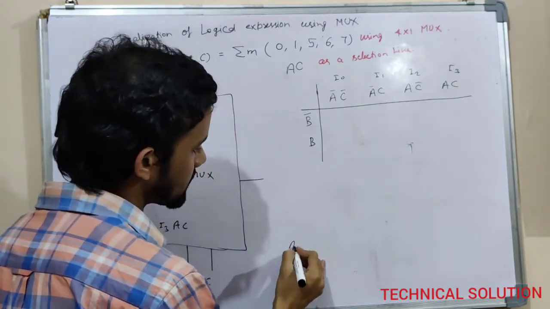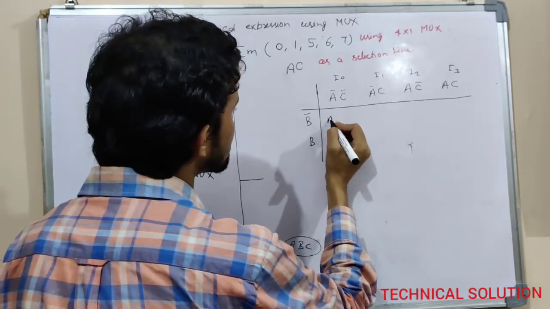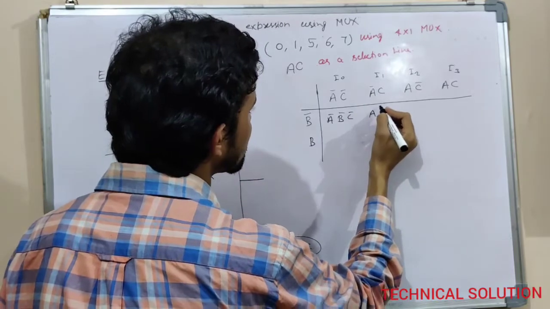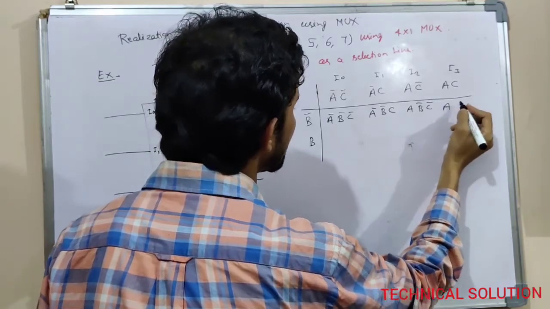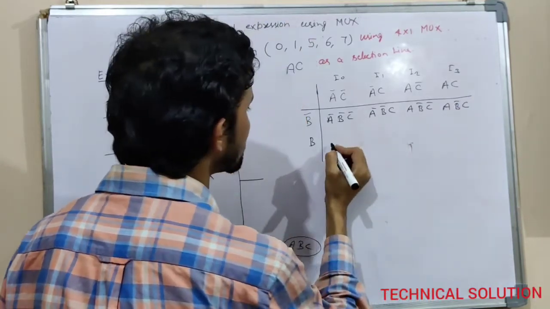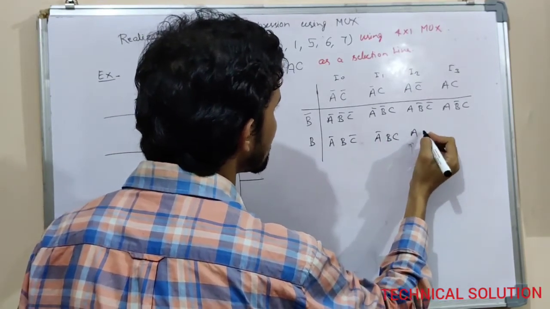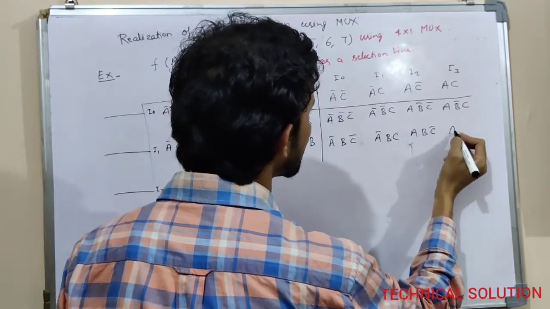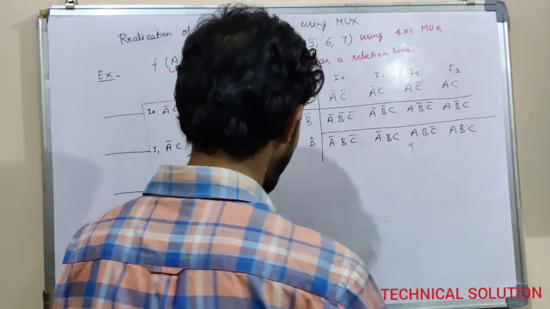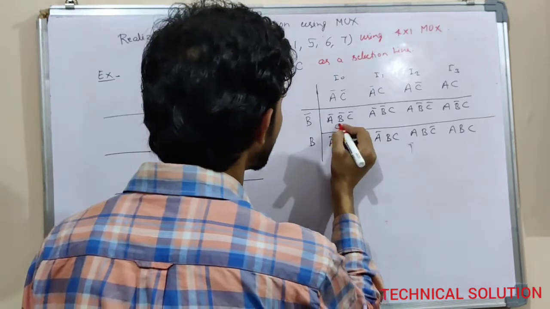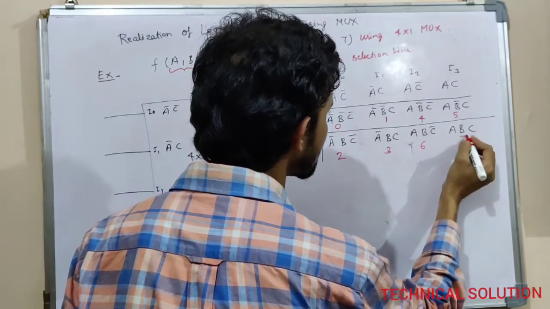The sequence of selection lines must be the same, that is in the form of ABC. That is A bar B bar C bar, A bar B bar C, A bar B C bar, A bar B C. Next is A B bar C bar, A B bar C, A B C bar, A B C. In decimal equivalent we can also write this as 0, 1, 2, and 3, then 4, 5, 6, and 7.